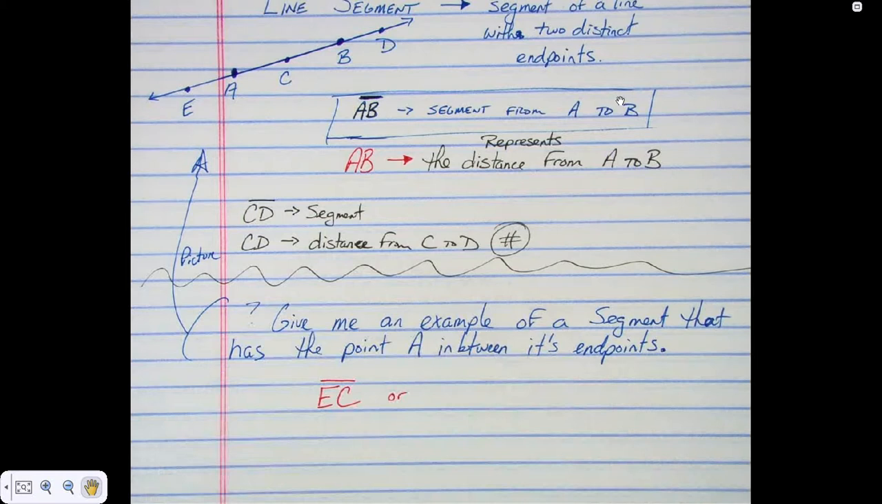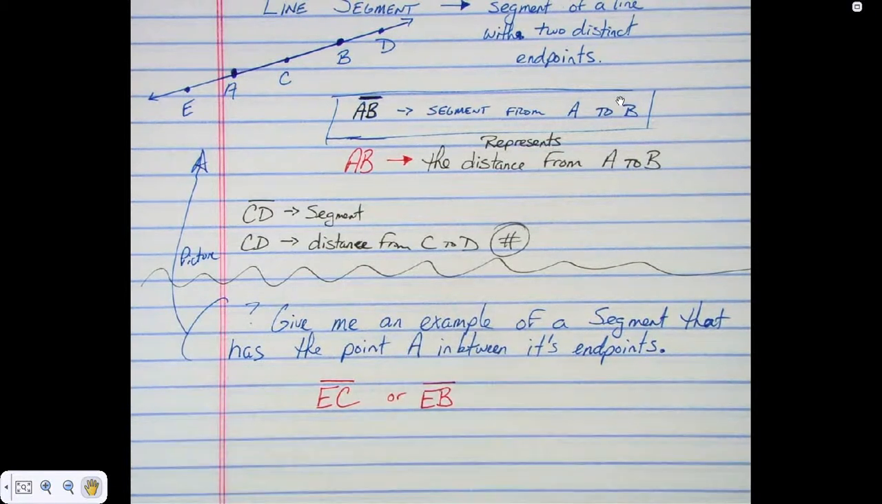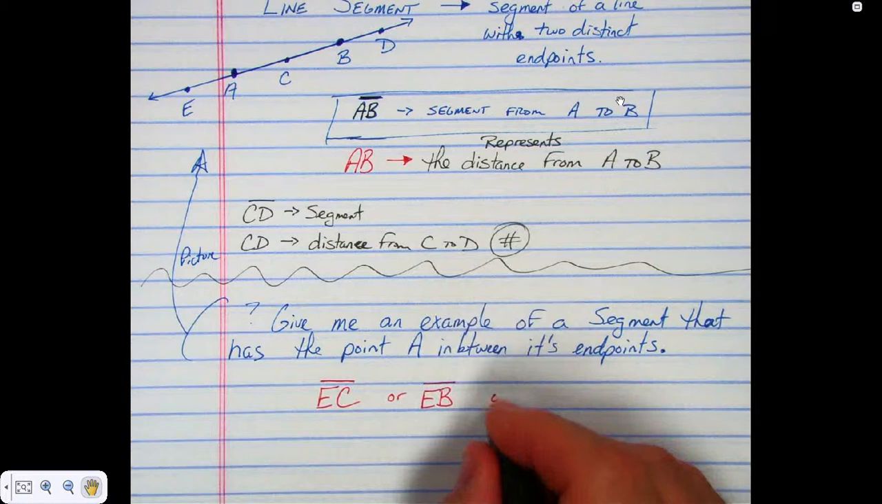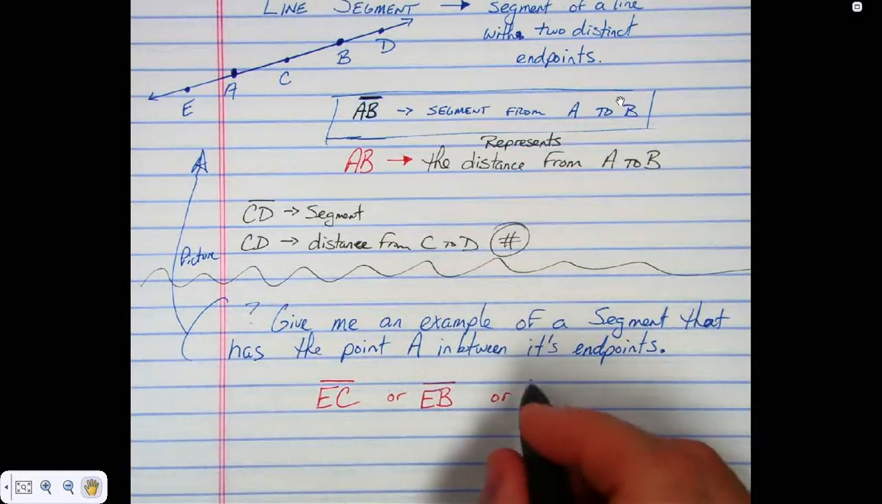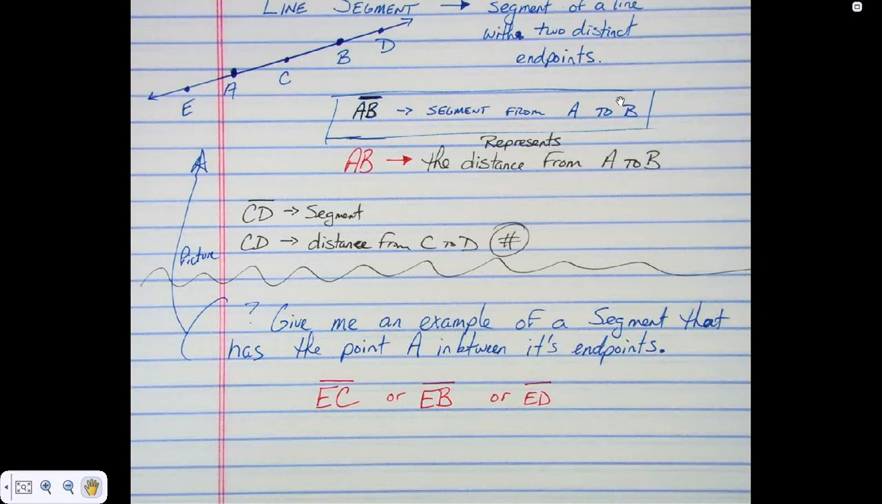Or, can anybody give me another answer? CE. CE would work. Any others? EB. EB would work. Segment EB. So when you say that to me, you shouldn't just say EB. You say EB to me, I think you're talking about what? The number. The distance. You should say segment EB. What would be another possible answer? Segment ED. Okay. AB would not be correct because A is an endpoint, so A couldn't be in between it, could it?